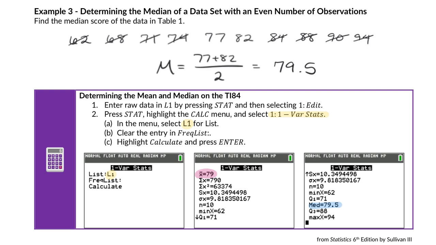Sound cool? For smaller data sets, it's probably easier just to do it by hand, but eventually you're going to want some help in doing these sorts of things.